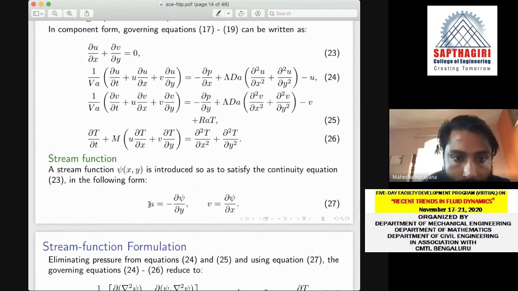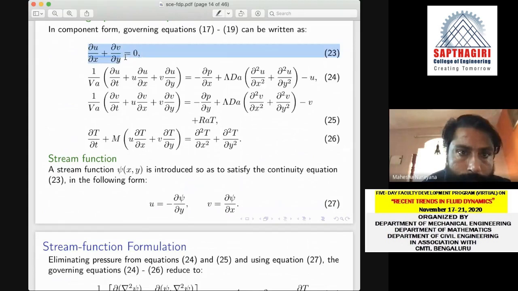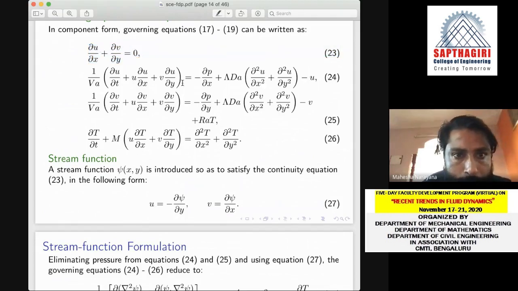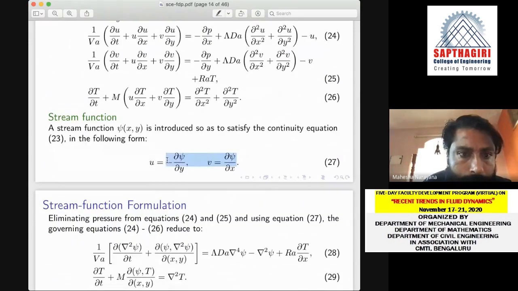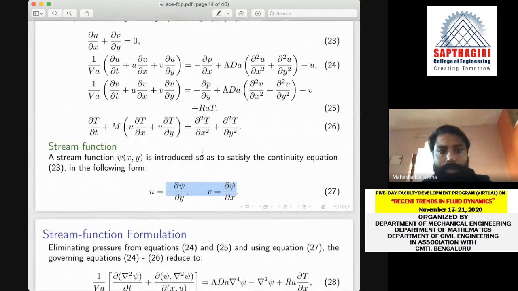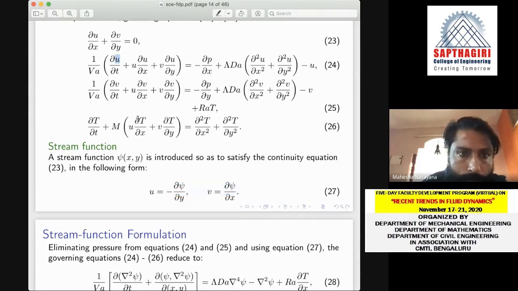And we also use the stream function, which will trivially satisfy our continuity equation. Okay, so it will reduce one equation and the number of variables by one. So here the number of unknowns are u, v, T, and p. By the application of the stream function, it will reduce the number of variables by one. And we also eliminate pressure. So now the unknowns would be just u, v, and T.